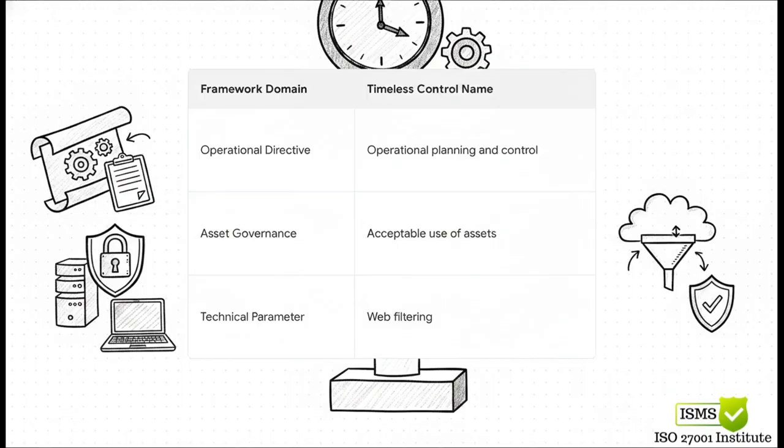First, under the operational directive domain, you have operational planning and control. This ensures you actually have a formalized plan for network usage. Second, under asset governance, you must address the acceptable use of assets. And third, as a technical parameter, you must actively enforce web filtering. By framing your policies strictly around these timeless controls, your documentation remains perfectly resilient and fully compliant.